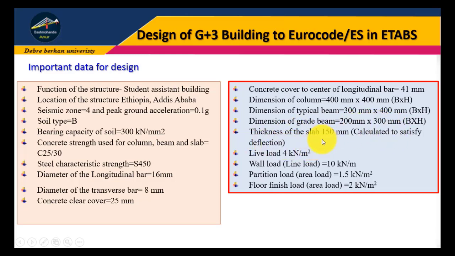Okay, thickness of the slab is 150 mm. This is calculated from deflection requirement. Live load in the classification, ስለዚህ 4 kN per meter square ተጠቅመናል. Wall load or the partition load that rests on the beam, which means line load, 10 kN per meter. Okay, partition load, which means area load, equals 1.5 kN per meter square.